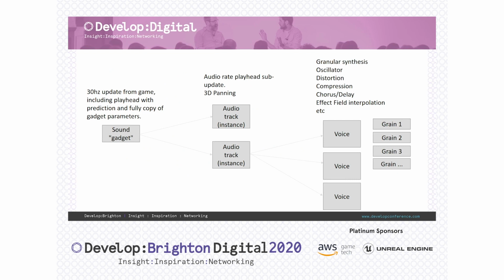So we have these sound gadgets in the world, which are like the game level form of a sound, which update at 30 hertz with the rest of the game update. And they spawn audio tracks, which have the kind of panning stack and the audio rate playhead sub-update. And then you've got all these voices that are spawned by the tracks, which then the voices spawn grains.